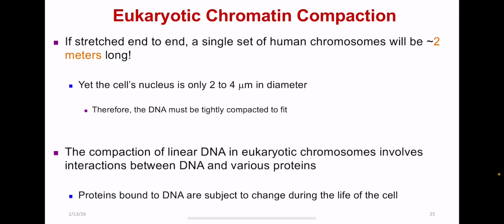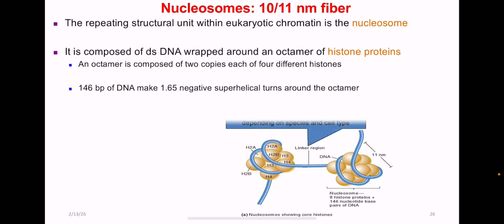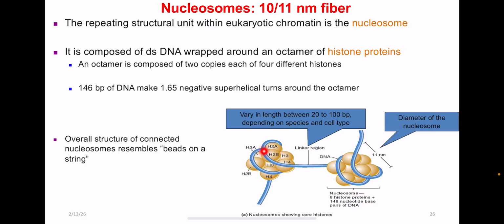I think I've given the introduction already. So let's look at the first level of compaction. In the normal form, the normal chromosome that's not compacted, the thickness of that DNA is 2 nanometers. The first level of compaction is folding it into a 10 nanometer fiber.